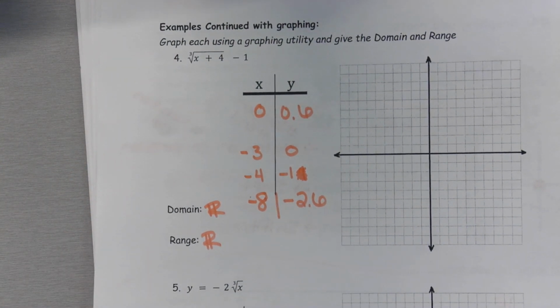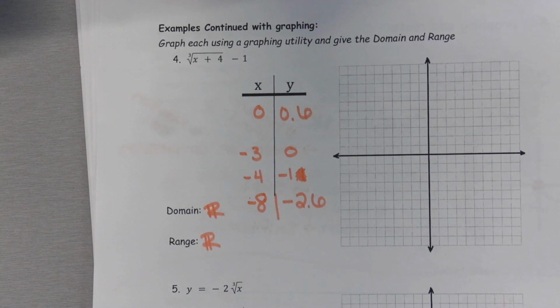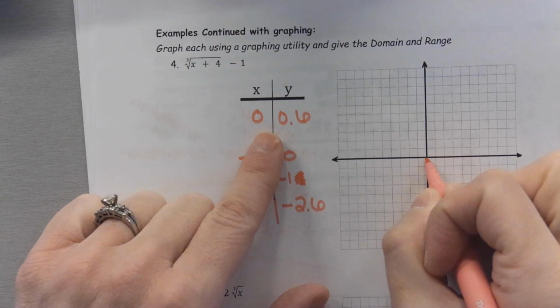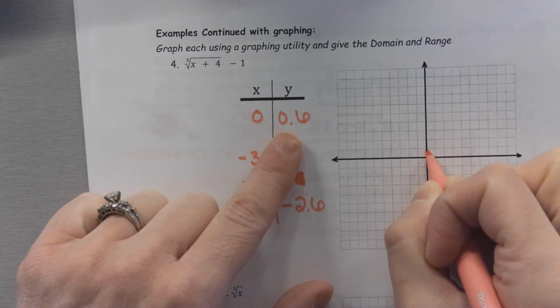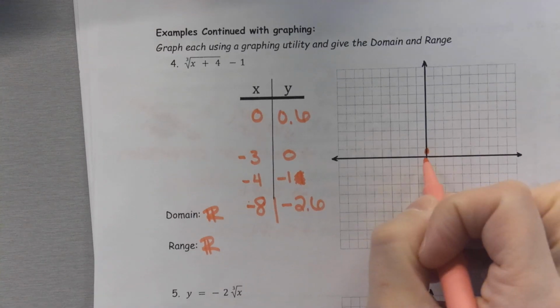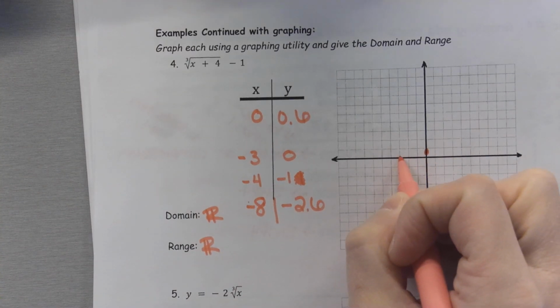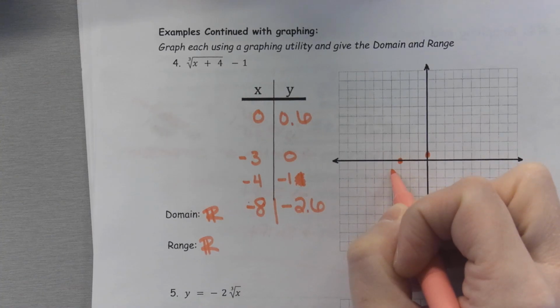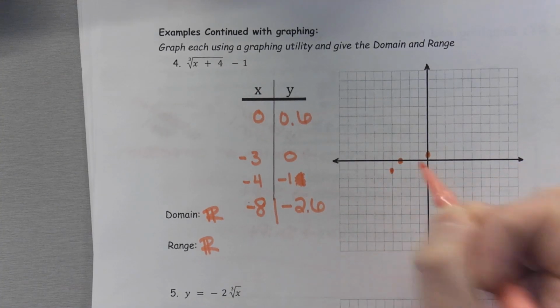Again, I kind of like to have some that are on the top part of the S, and then kind of in the middle, and then on the bottom. So sometimes I pick more than 3 points for these types of graphs. All right, so I'm over 0, and I'm up 0.6. So there's one of my points. I'm over -3, I'm up 0. I'm over -4, I'm down 1.